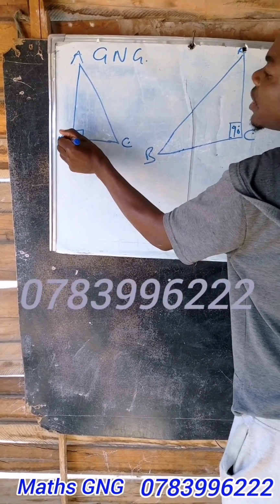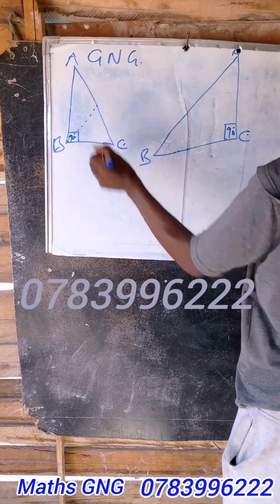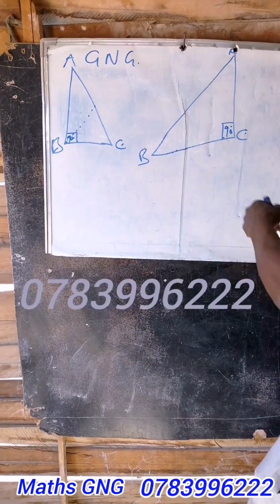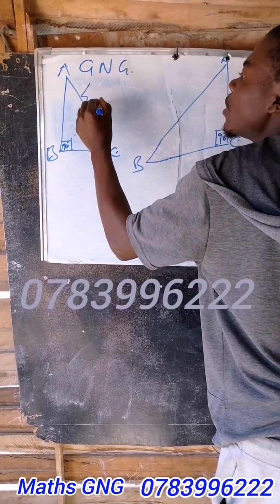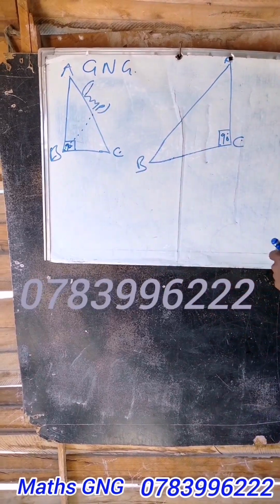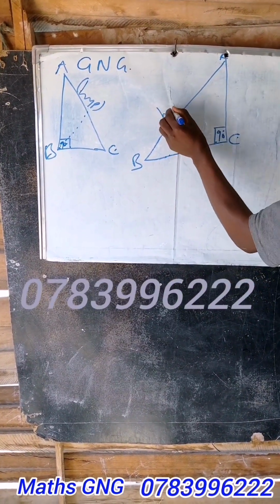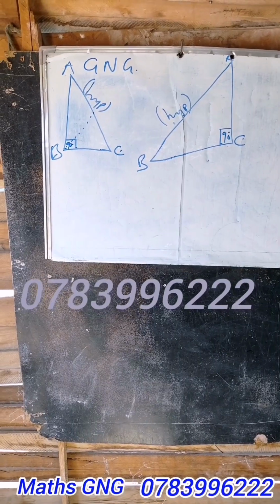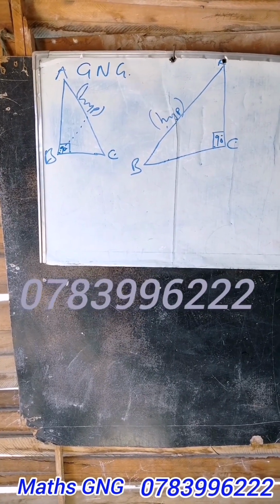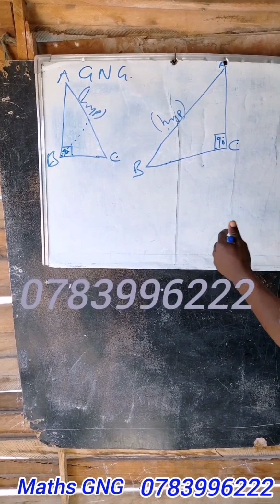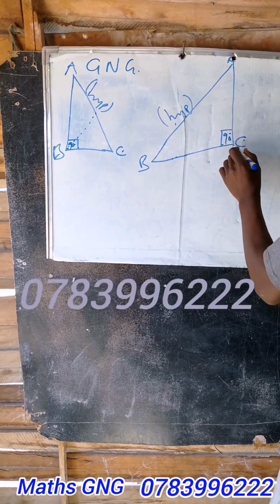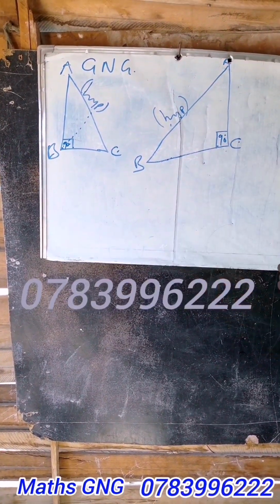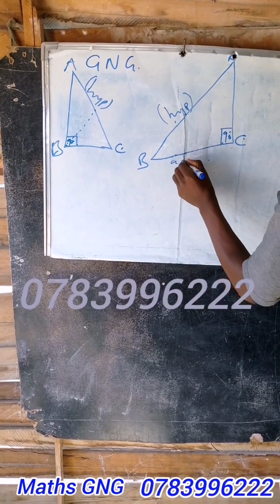The side opposite to this 90 degrees is always called the hypotenuse. Even here, it is the hypotenuse. This side is called the hypotenuse, right? This side, next to the 90 degrees, let us call this side adjacent.